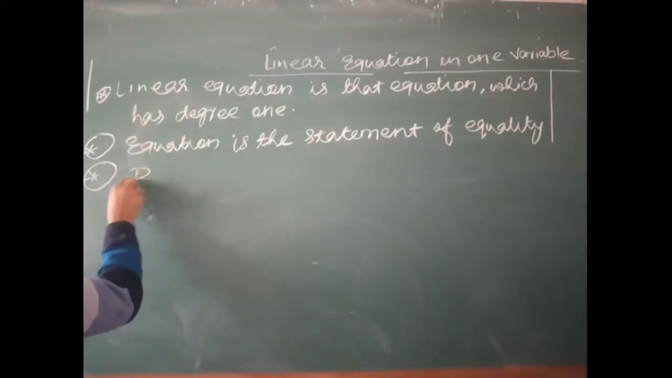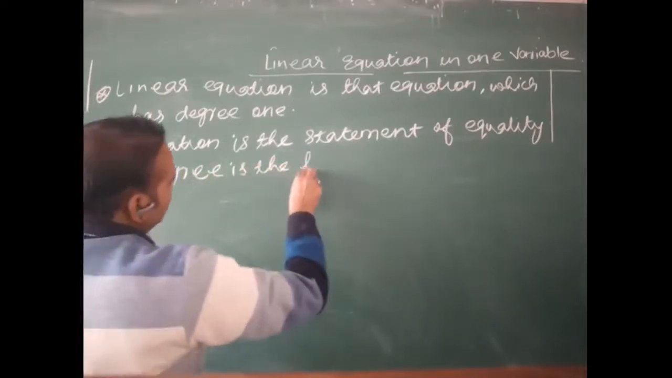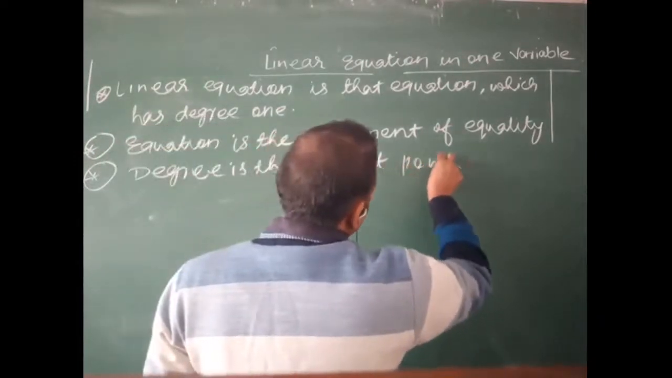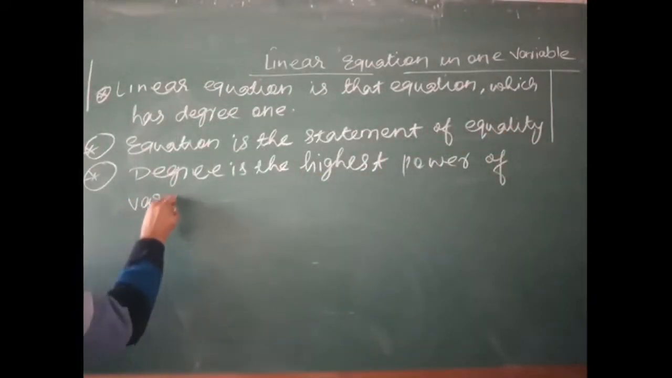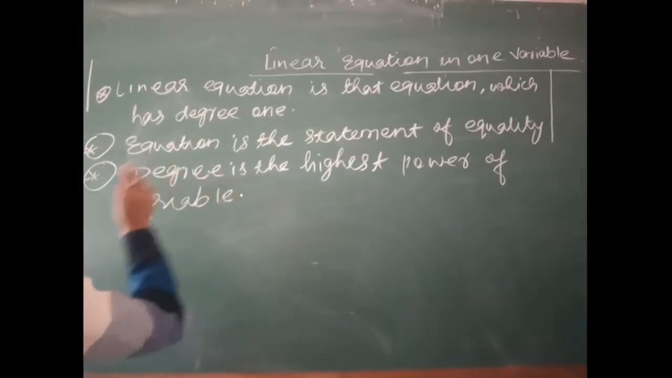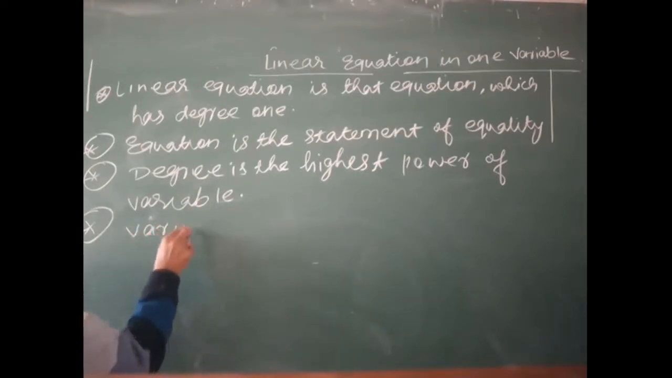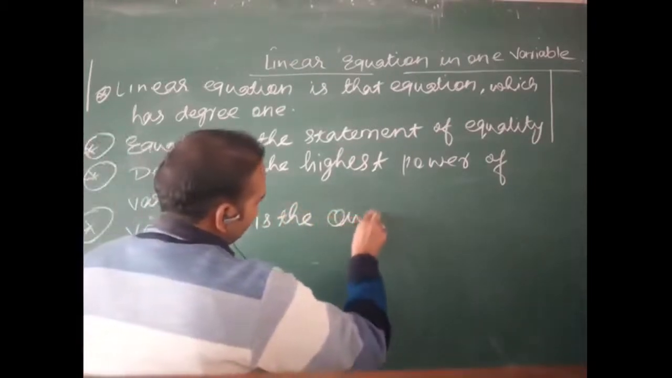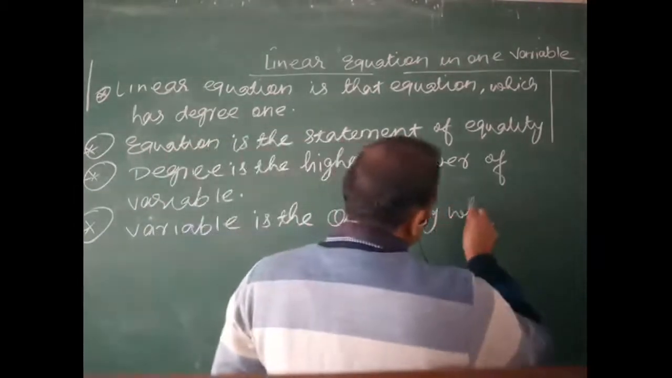Then what is degree? Degree is the highest power of variable. Then one question may arise here, what is variable? Variable is the quantity which varies.